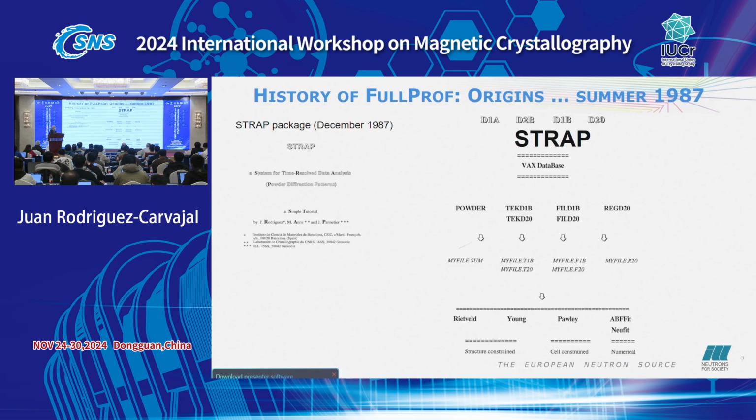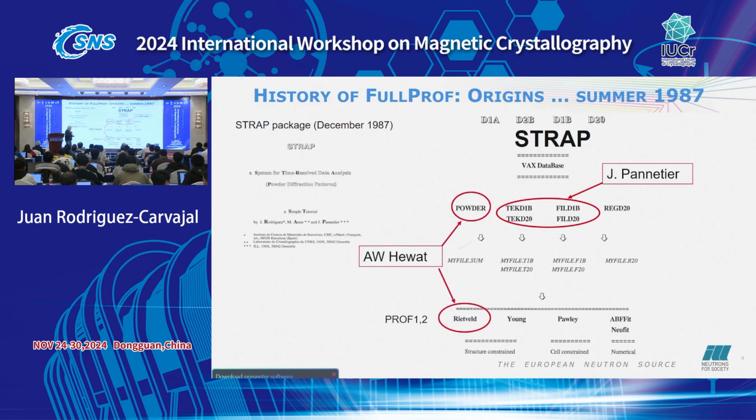Then we had several things. For example, Jean Panetier developed programs for data reduction of D20 and D1b, and graphics. At that moment, the graphics were using Tektronix machines, very, very bad, or plotters, things like that. Alan Hewat had a Rietveld program which is called Prof1 and Prof2, the powder system, which is a direct evolution of the Rietveld program translated to Fortran. And this was, at that moment, the only program that had the possibility to work a little bit with magnetic structure in a very limited way.